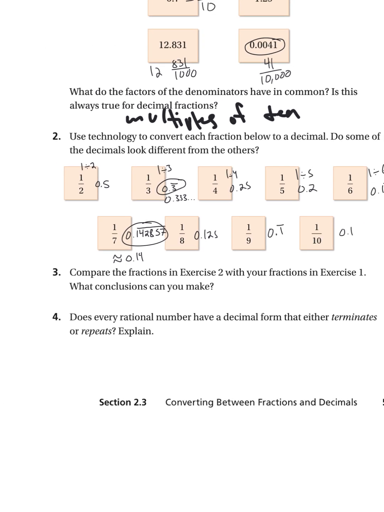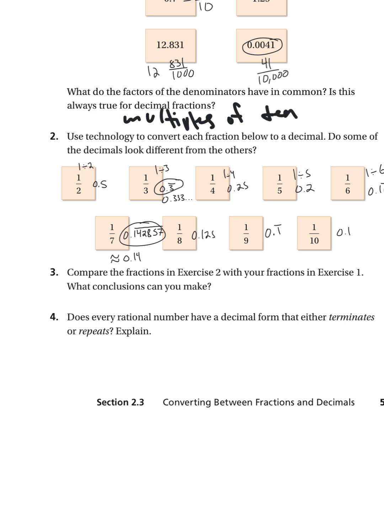Okay, next question says, compare the fractions in exercise 2 with your fractions in exercise 1. What conclusions can you make? Well, when we went from a decimal to a fraction, it was pretty easy. We just stuck it over a multiple of 10. But when we had a different denominator, the decimals didn't always turn out as nicely. So they're not the same.